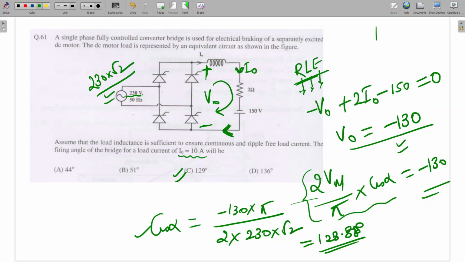See, we have already reversed this terminal. Initially the motor will be like this, R L E. This is the motor modeling. During braking, we are just reversing the terminal of the motor. So E is reversed here, and E being reversed means we will supply in this way.